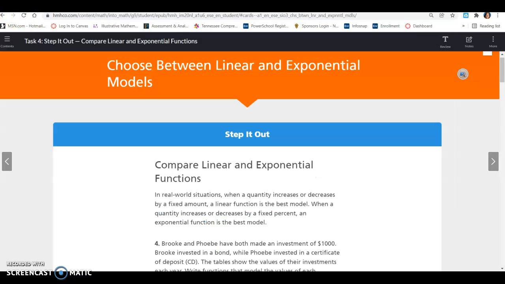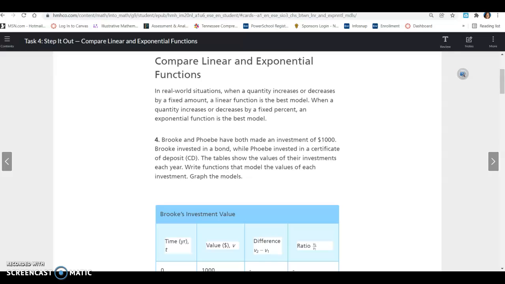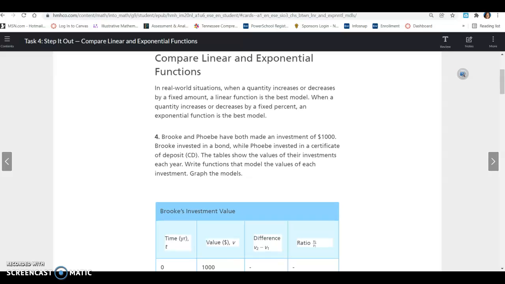Lesson 13.2, task 4. Compare linear and exponential functions. In real-world situations, when a quantity increases or decreases by a fixed amount, a linear function is the best model. When a quantity increases or decreases by a fixed percent, an exponential function is the best model.